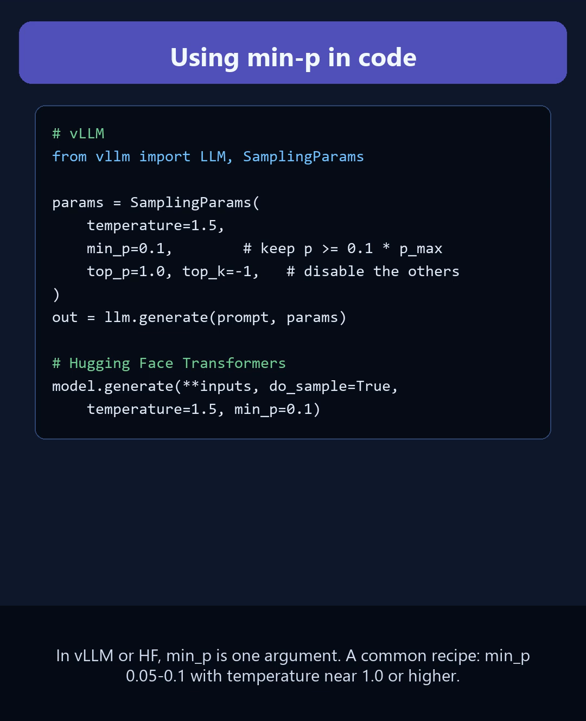In vLLM, you just pass MinP inside the sampling parameters. In Hugging Face Transformers, you set MinP on generate and turn sampling on. A common recipe is a MinP around 0.05 to 0.1, paired with a temperature near 1 or higher. llama.cpp even defaults MinP to 0.05 out of the box.